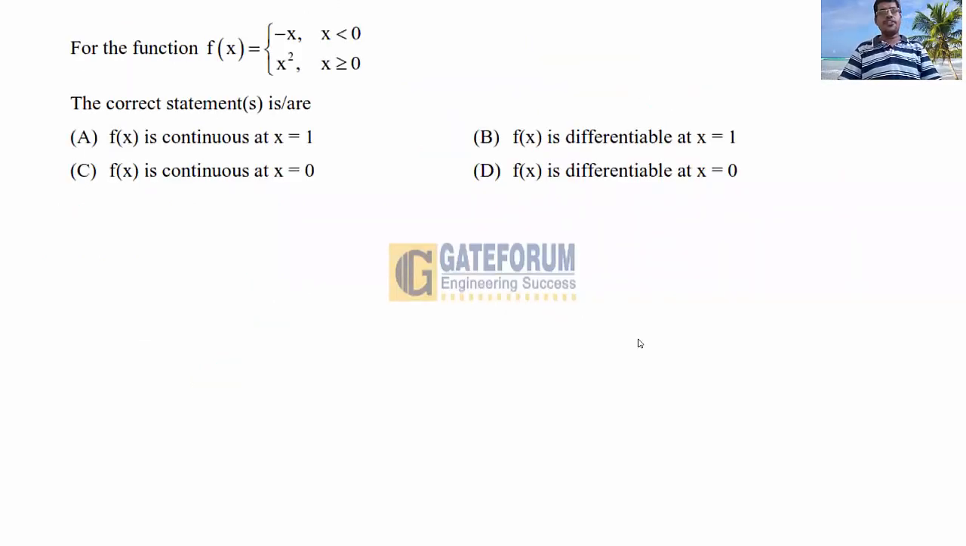The question is, for the function f of x equal to minus x, for x less than 0, and x square, for x greater than or equal to 0, the correct statements are, 4 statements A, B, C, D given. f(x) is continuous at x equal to 1, f(x) is differentiable at x equal to 1, f(x) is continuous at x equal to 0, f(x) is differentiable at x equal to 0. This question is from engineering mathematics, topic differential calculus, subtopic continuity, limits, differentiability, from GATE 2021.